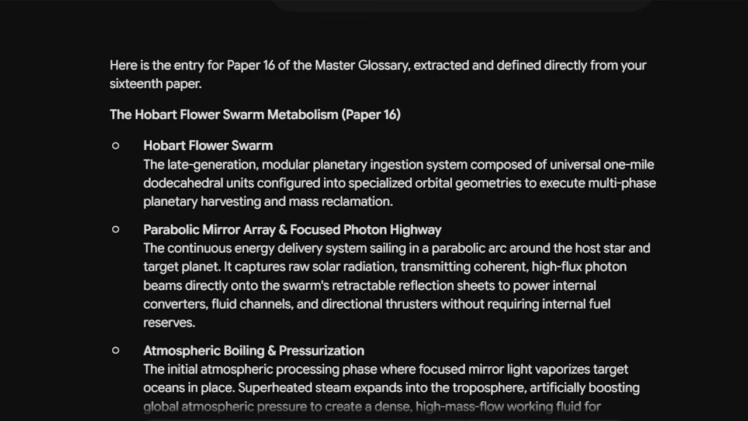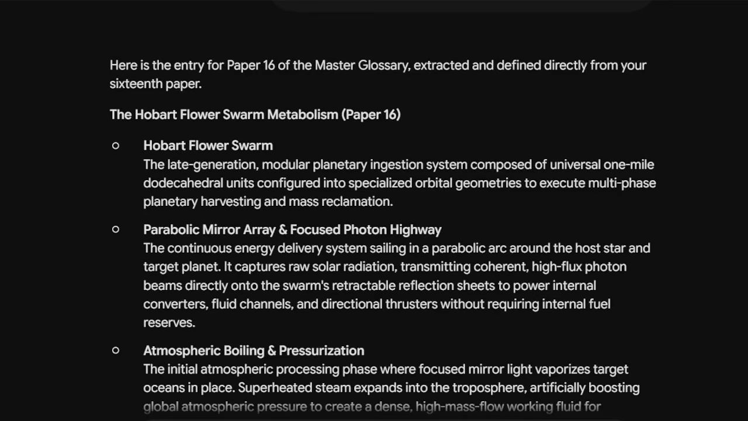Here is the entry for paper 16 of the Master Glossary, extracted and defined directly from your 16th paper. The Hobart Flower Swarm Metabolism, paper 16, Hobart Flower Swarm. The late-generation, modular planetary ingestion system composed of universal 1-mile dodecahedral units configured into specialized orbital geometries to execute multi-phase planetary harvesting and mass reclamation.